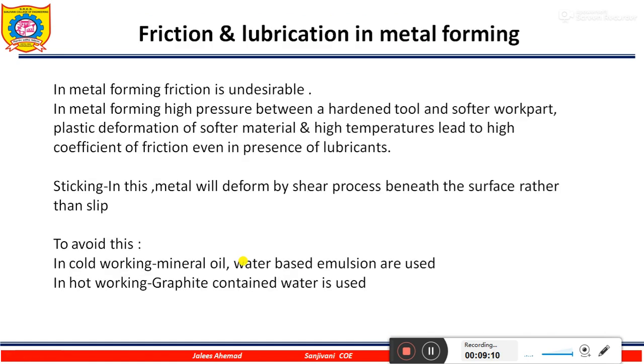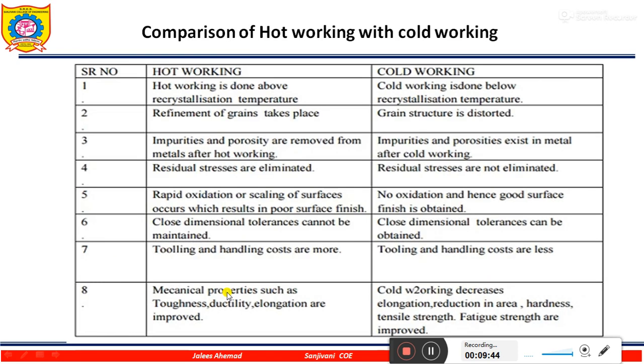Friction and lubrication in metal forming are also very much important in order to improve the life of the rollers. In metal forming, friction is undesirable. That's why lubrication is required. Okay, in metal forming, high pressure exists between the hardened tool and the softer work part. Plastic deformation of soft metal and high temperature lead to a high coefficient of friction even in the presence of lubricant. To avoid this, in cold working, mineral oil and water-based lubricants are used. In hot working, graphite-containing water is used.